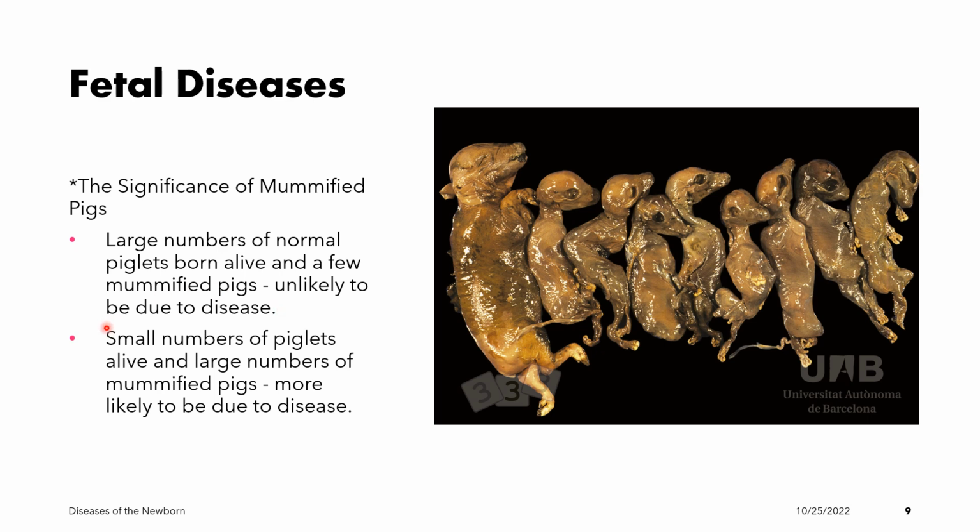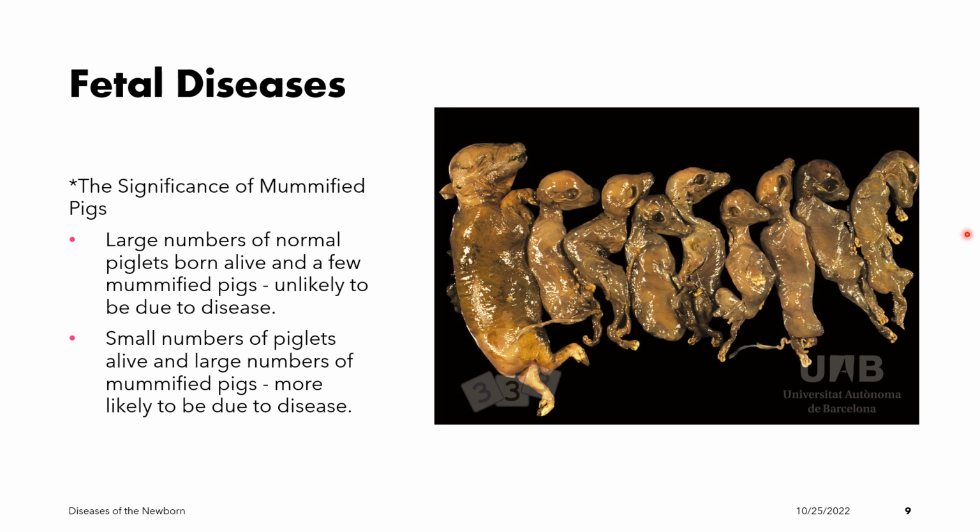When there is a small number of piglets alive and a large number of mummified pigs, the condition is more likely to be due to a disease or an infectious disease. For example, a litter size of 14 alive, 1 dead, 1 mummified is of no significance, provided the remainder of the litter is normal and healthy.